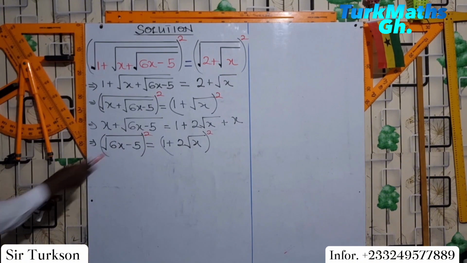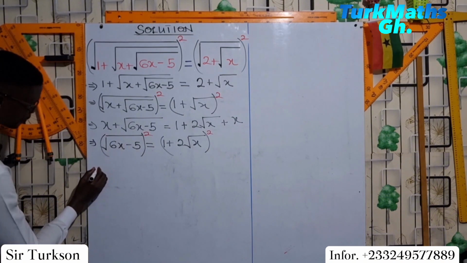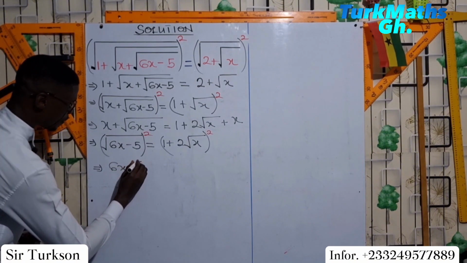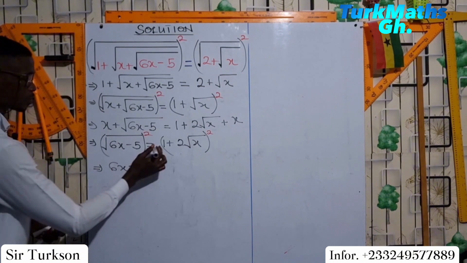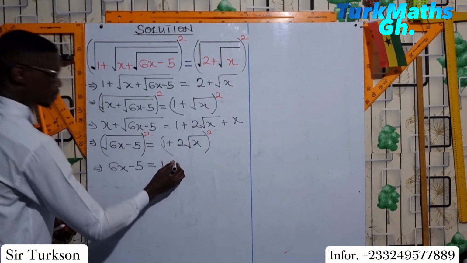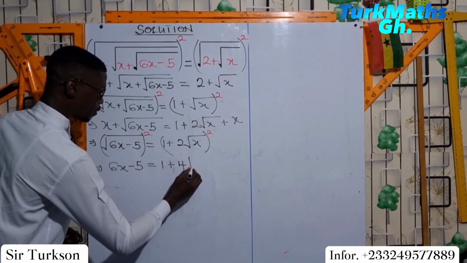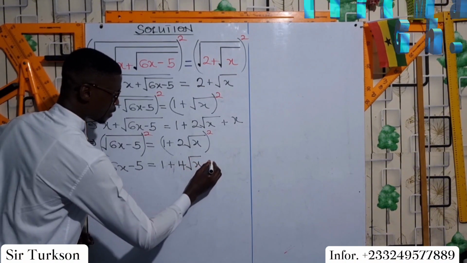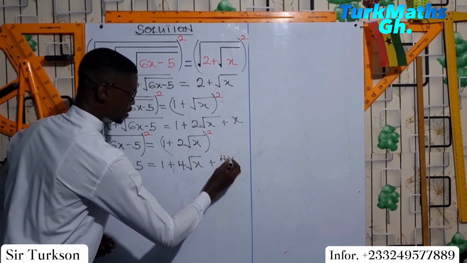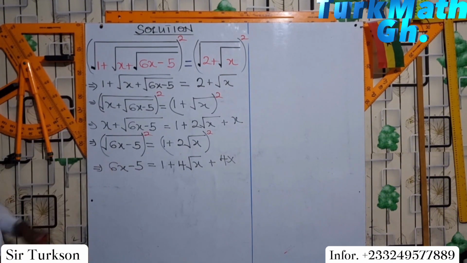When I square both sides, this radical here will go. Alright, so I'm going to have 6x minus 5 equals to 1 plus 4 root x plus 4x. Good. Right, so now I'm going to group terms here nicely.